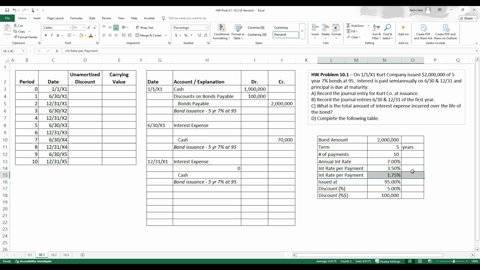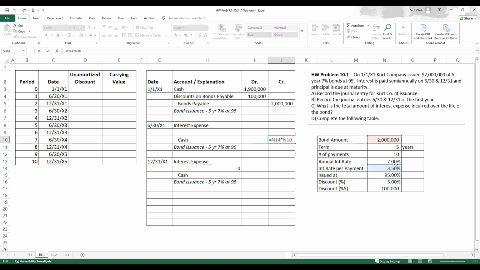Oh, I think I just accidentally, let me delete this out again. You'll have a cleaned up version when you see yours, so don't worry about that. Okay, so we have 70,000 again. That was the bond amount times the interest rate, 7% per year or 3.5% semi-annually. And then we need to amortize our bond discount as well.